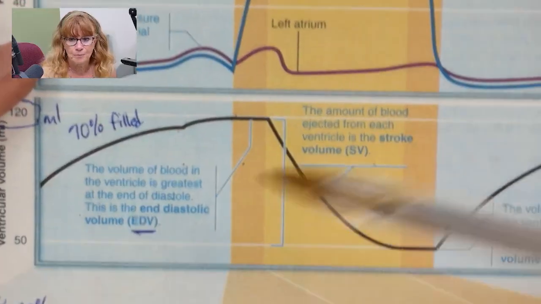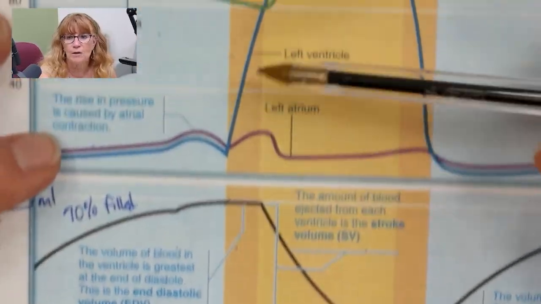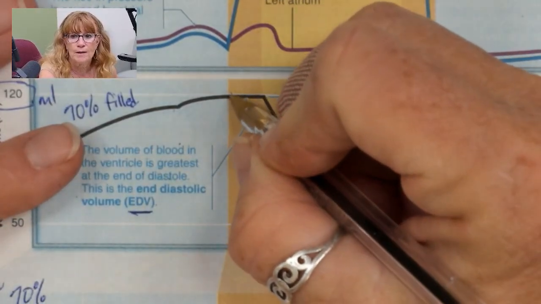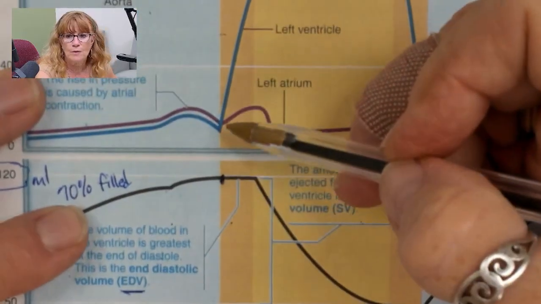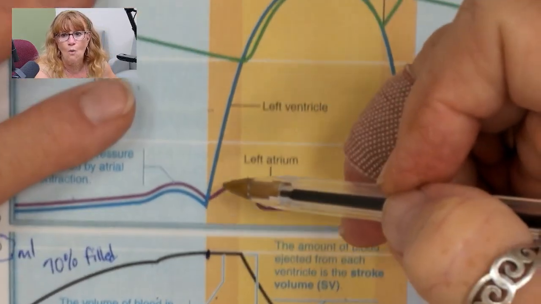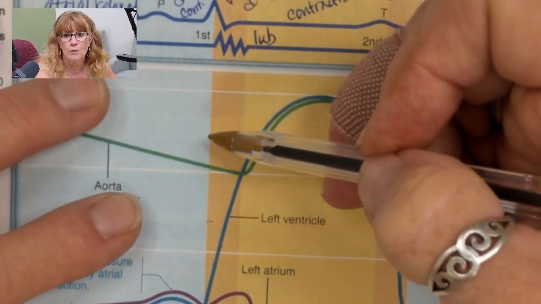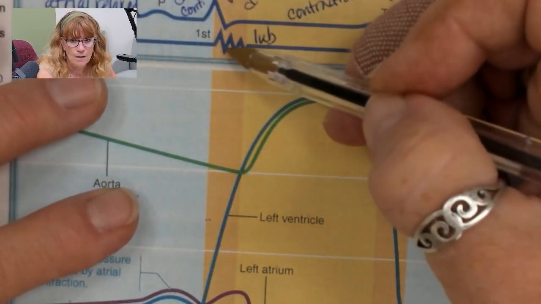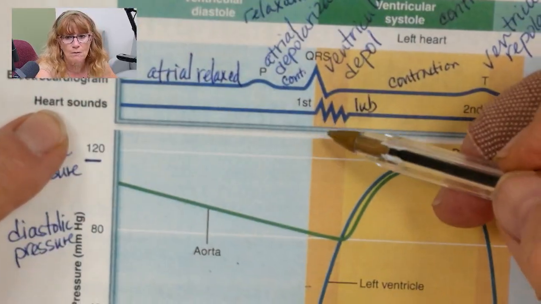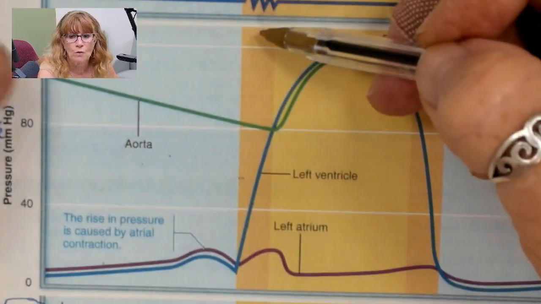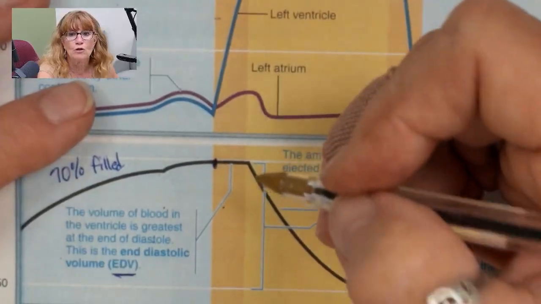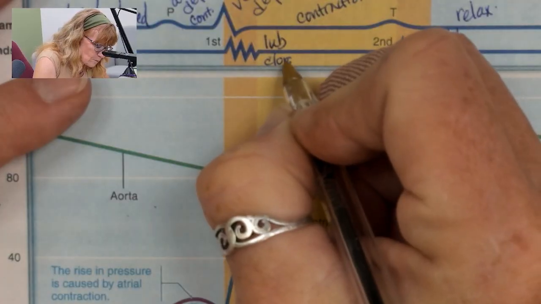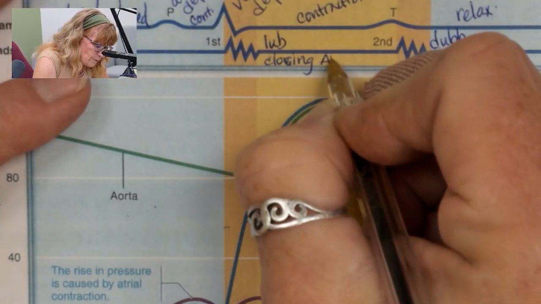All right, now what we need to look at here is this point right here. If we follow this point, this is the start of this narrow gold area. And if we go up here, we see our first heart sound, the lub-dub sound, or the lub sound. So the lub sound is due to the closing of the AV valves.